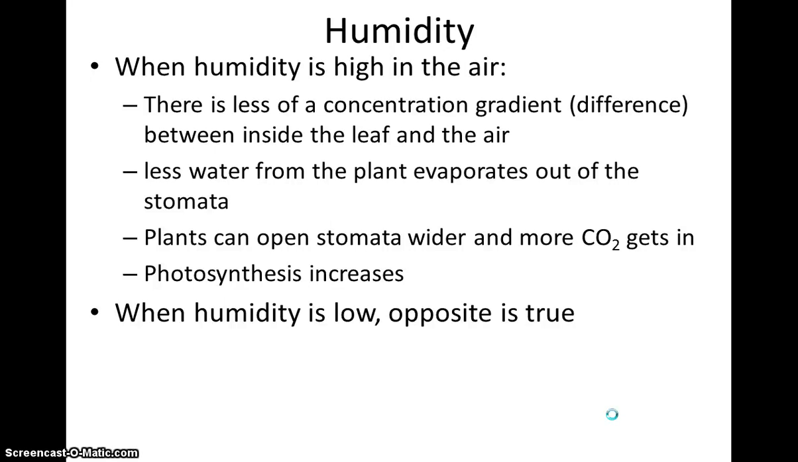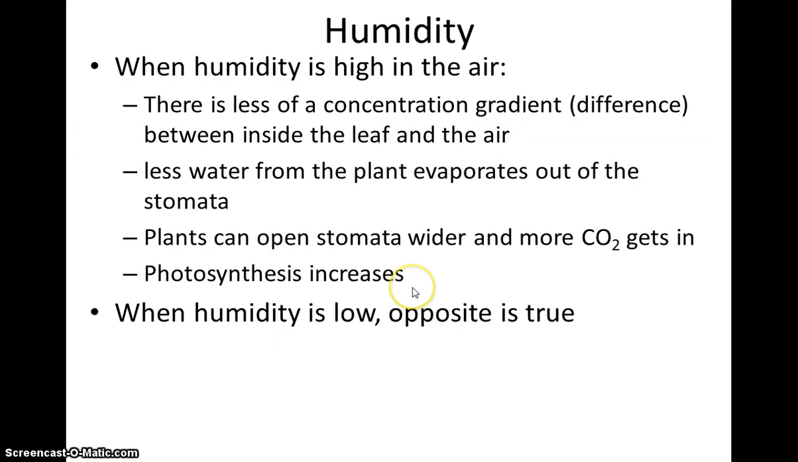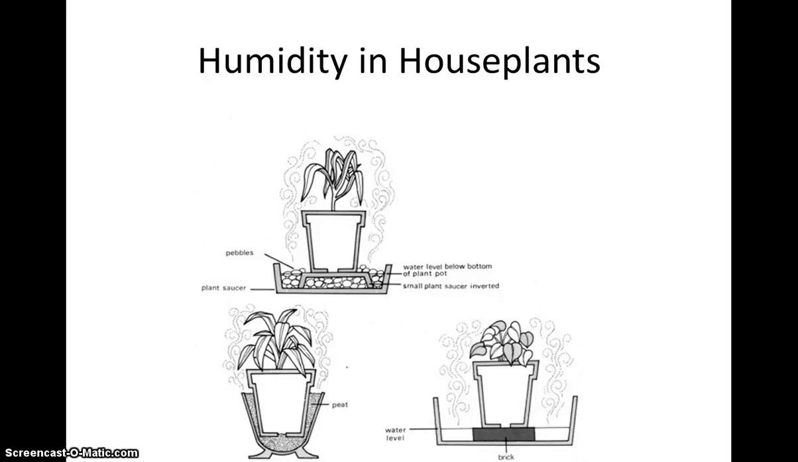So that all seems pretty straightforward. The more water in the air, the more the plant can open the stomata, not worry about losing water, which again is why it has to close it back here if it's worried about losing water from the leaf out of the stomata. And then more CO2 gets in, photosynthesis is better. If humidity is low, the opposite is true. So Tennessee has some great conditions in the summer for plants to grow with high humidity.